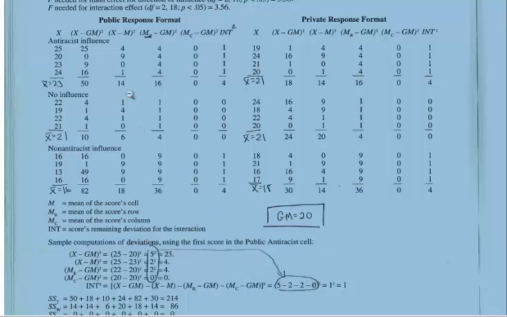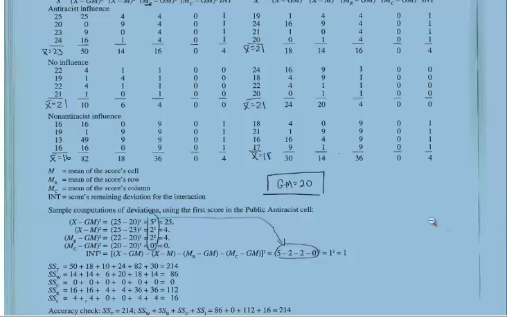We do the same thing within. Okay, so this is going to be 14 plus 14 plus 6 plus 20 plus 18 plus 14, which is right here. This is the sums of squares within. This is the sums of the squared deviations that are occurring within cell. Okay, so this is within cell variability. So it's 86 squared units occurring within each cell.